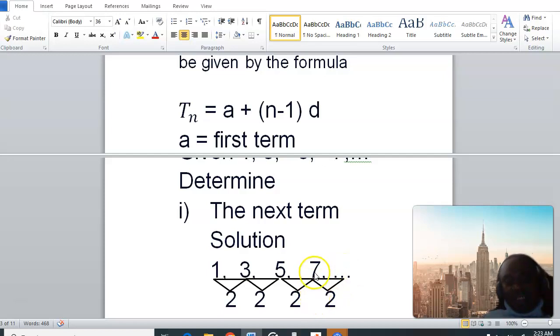In other words, we need to get a common difference. So it's 7 minus 5, which is 2. 5 minus 3, which is 2. 3 minus 1, which is 2. So it means it must have a common difference. So this side must also be 2. How did we get this 3? It's 1 plus 2, 3. How did we get this 5? 3 plus 2, 5. How did we get this 7? 5 plus 2, 7. So what will be the next term? 7 plus 2, which will give you 9.